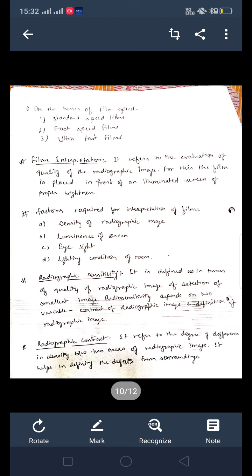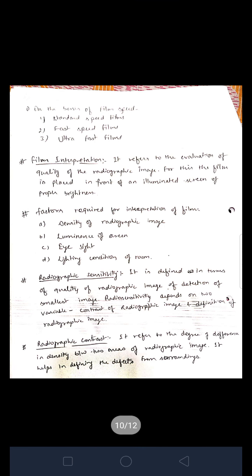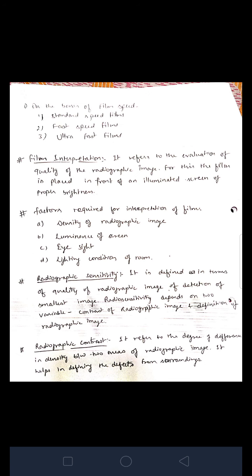It refers to the evaluation of quality of the radiography image. For this, the film is placed in front of an illuminated screen of the proper brightness. It means if you want clarity in film, in photos, we use the film interpretation, which is placed in front of the illuminated screen with the proper brightness. Due to the proper brightness, the photos or images will be clear.